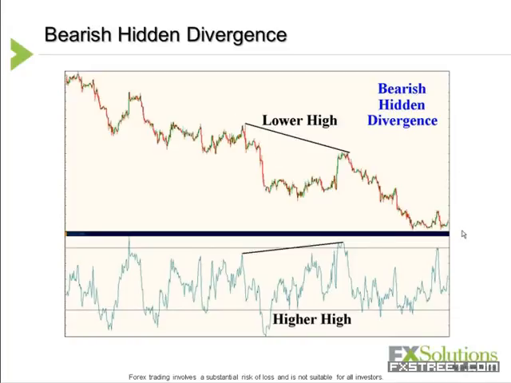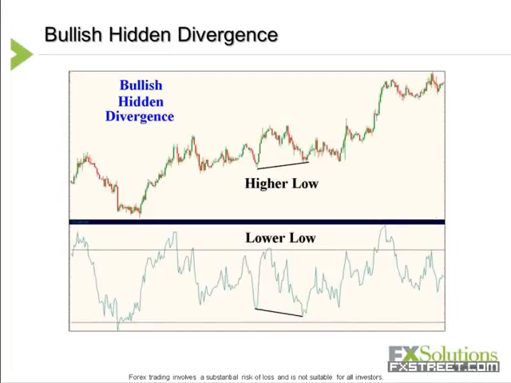So again, lower high in price, higher high in the oscillator. That talks about a potential continuation of the bearishness. That's why it's called bearish hidden divergence. Let's go to the last one here. Bullish hidden divergence. What is bullish hidden divergence? Well, simply, it's just the opposite of bearish hidden divergence.